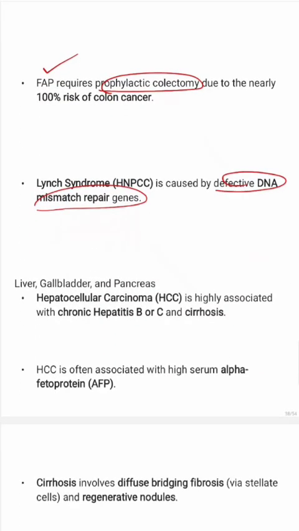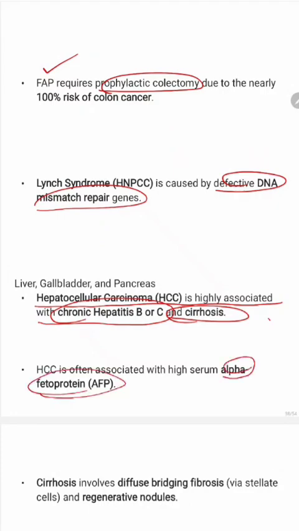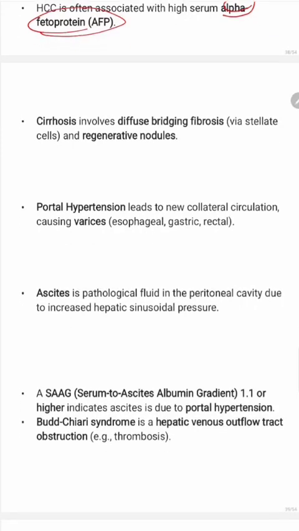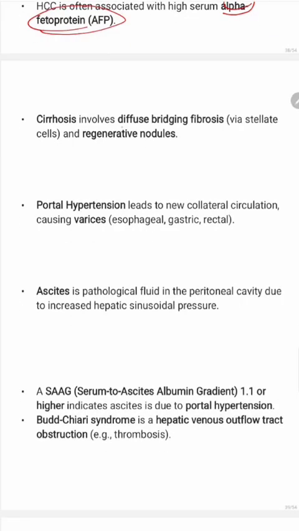Now, liver, gallbladder, and pancreas. Hepatocellular carcinoma is highly associated with hepatitis B and C and cirrhosis. HCC is often associated with a high serum alpha fetoprotein level. Cirrhosis involves diffuse bridging fibrosis, so there is fibrosis of the liver via stellate cells and regenerative nodules.